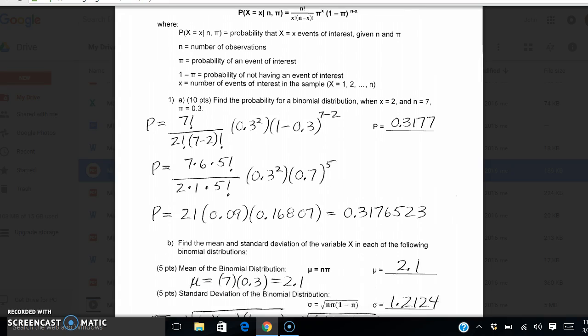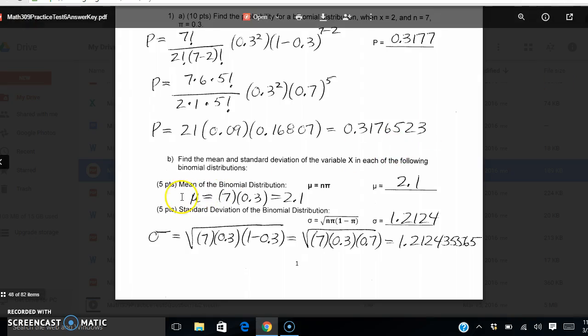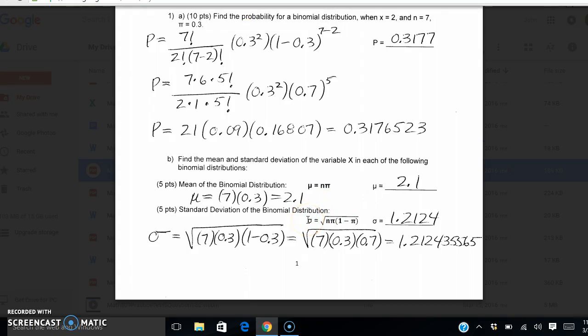And then in section B of the problem, we have the question for the mean of the binomial distribution, and the mean is equal to n times pi, which is 7 times 0.3 gives me 2.1, and that's the mean of the distribution. The standard deviation of the binomial distribution is given by this formula here.